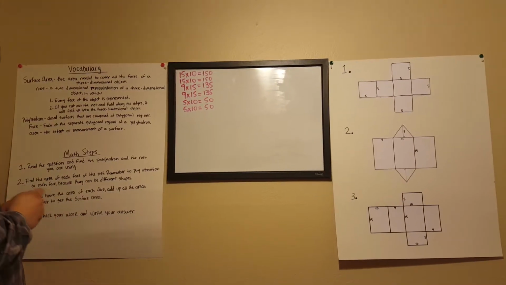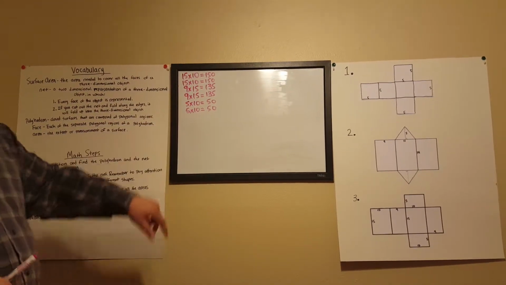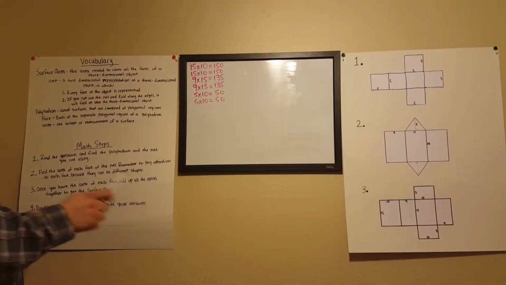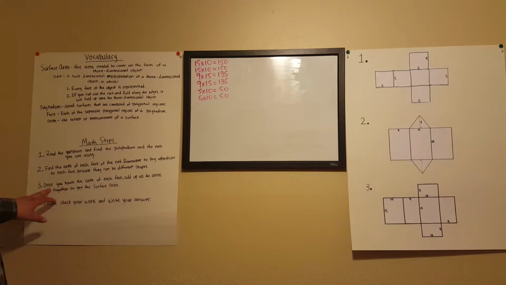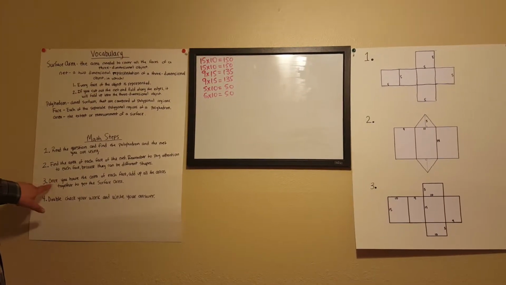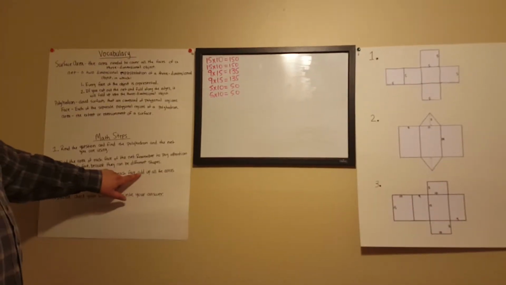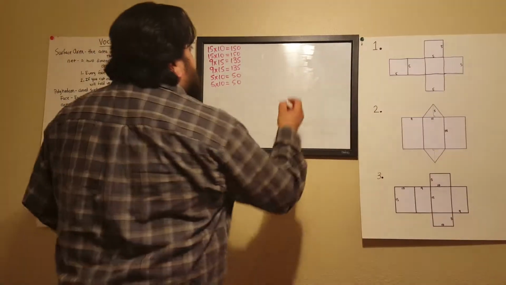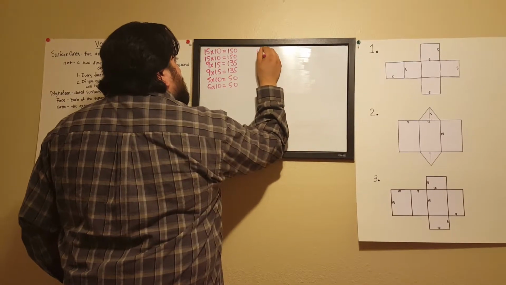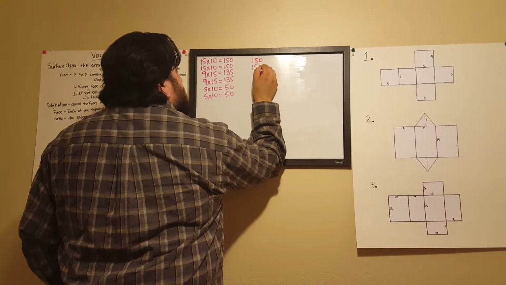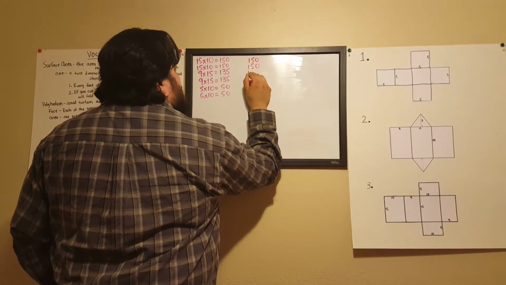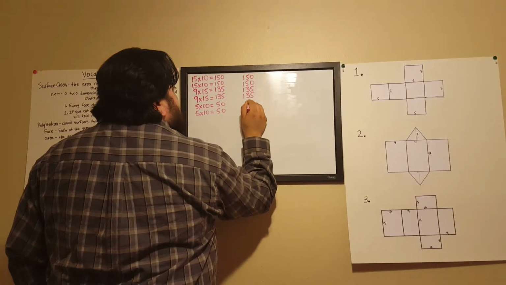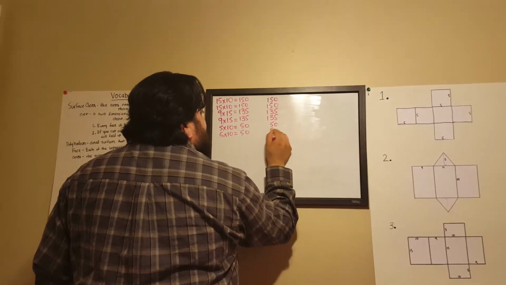Okay, so now that we have the area of all the faces, I'm sorry, not surface area, the area of all the faces, we can move on to step number 3. Once you have the area for each face, add up all the areas together to get the surface area. So we're looking at 150 plus 150 plus 135 2 times, plus 50 plus 50.